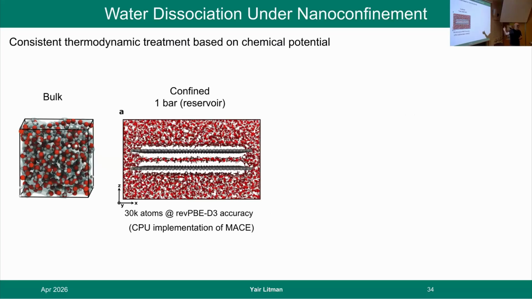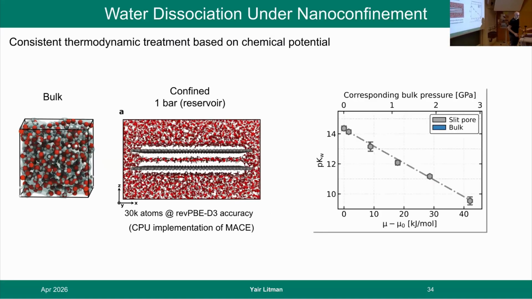Basically, we had to run simulations with 30,000 atoms and do a really deep increase in size and converge this to extrapolate. Then we can get the equilibrium density. Here, what I will show is the pKw as a function of chemical potential that we compute, or the corresponding bulk pressure. This is the pressure that you will have in a reservoir that, equilibrated, will give you a density in the nano-confined system.